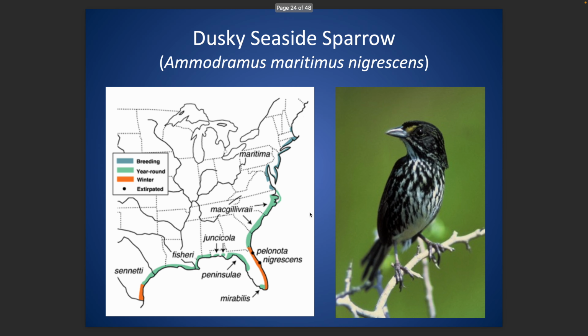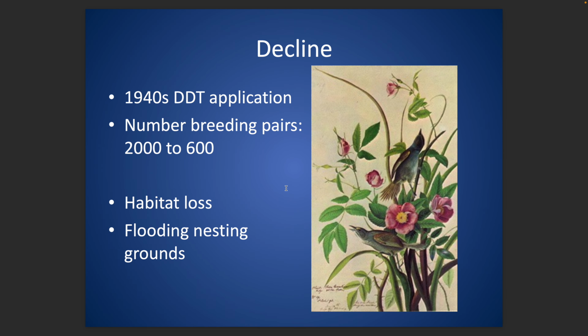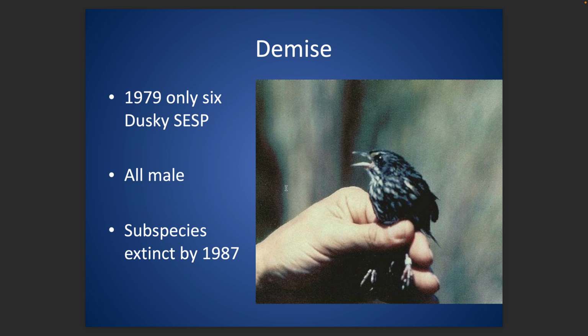Oh yeah, geographic range, and then also reproduction, right? As the DDT was applied there, and then as flooding too. In 1979, there were only 6 left. So as you can guess, they did not make it. That subspecies is extinct. There still are other seaside sparrows.